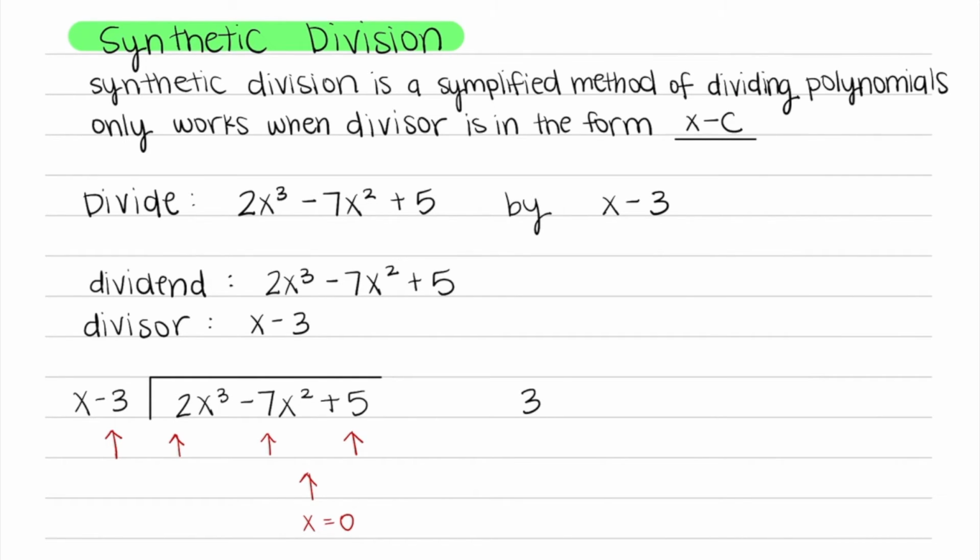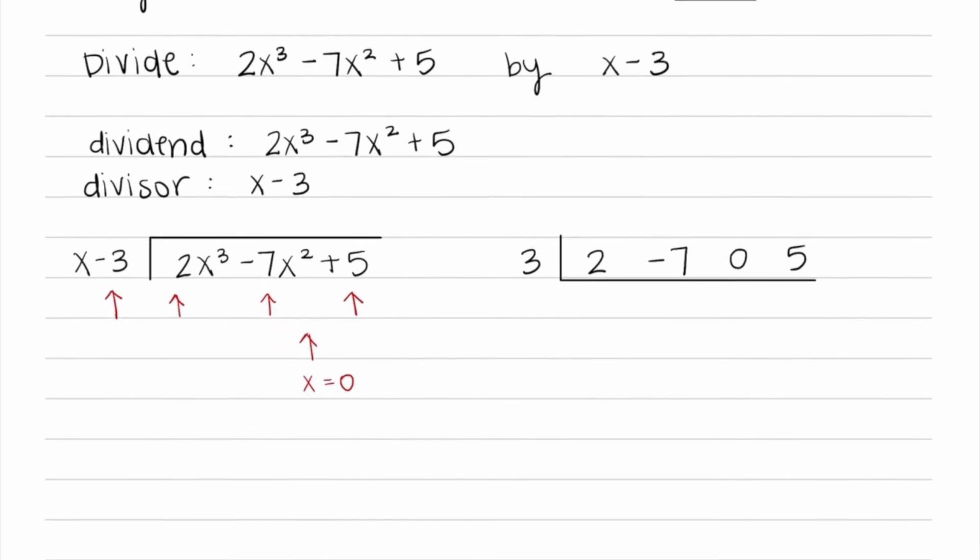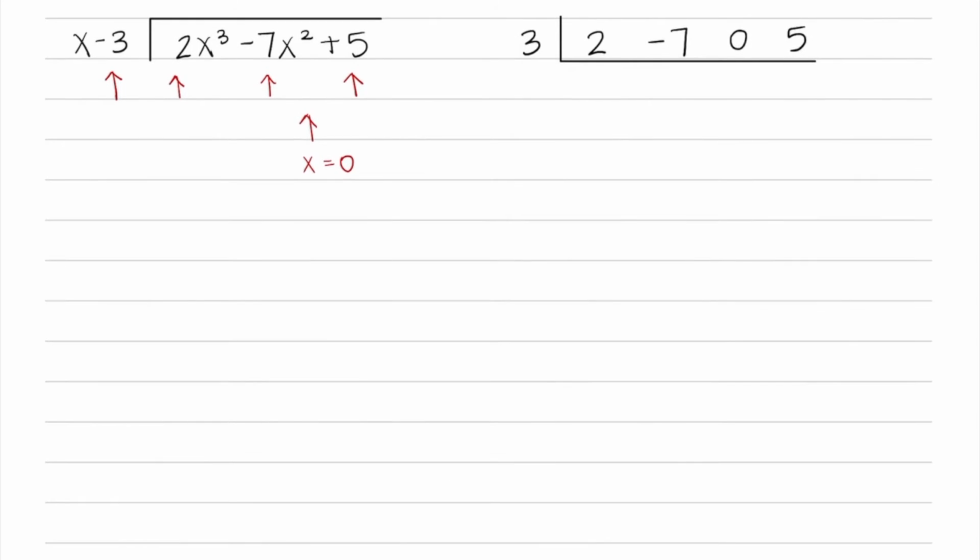Let me show you how we write that. We're going to write the bracket upside down, and we are only going to use those leading coefficients. So 2, negative 7, and in place of where an x would be here, it would be 0, because you have x cubed, x squared, then it would be x. So in this case, x is 0, and the 5. And we are dividing by just the c term in the divisor. So that would be 3 in this case. There are 3 simple steps you would take.